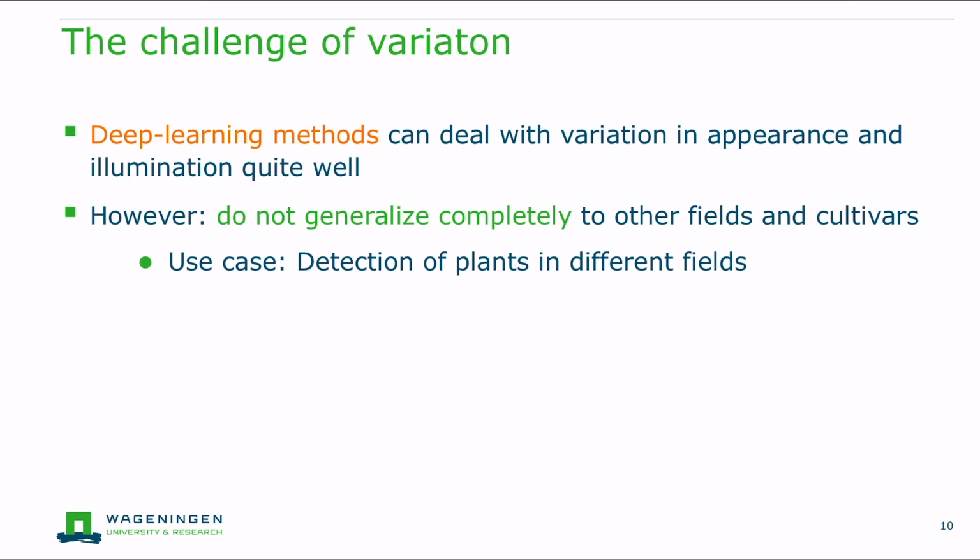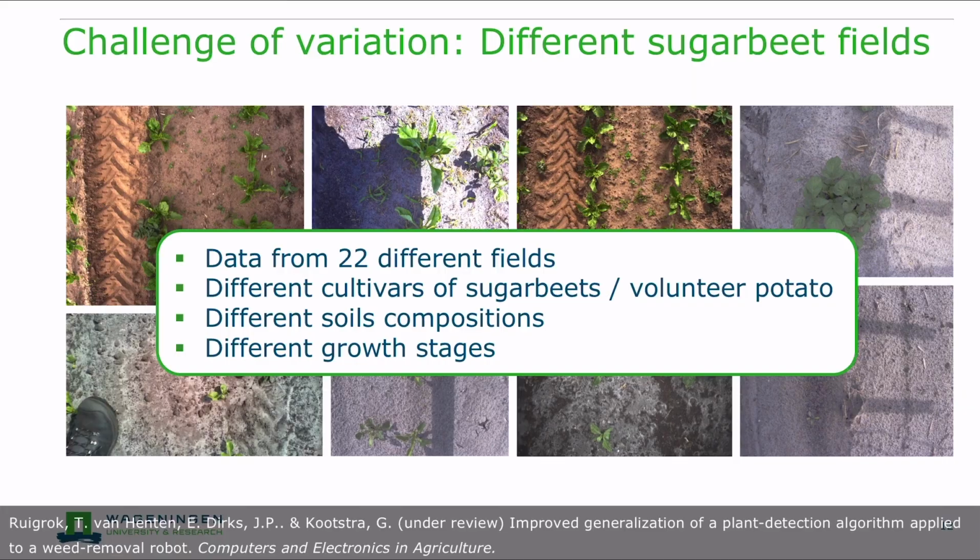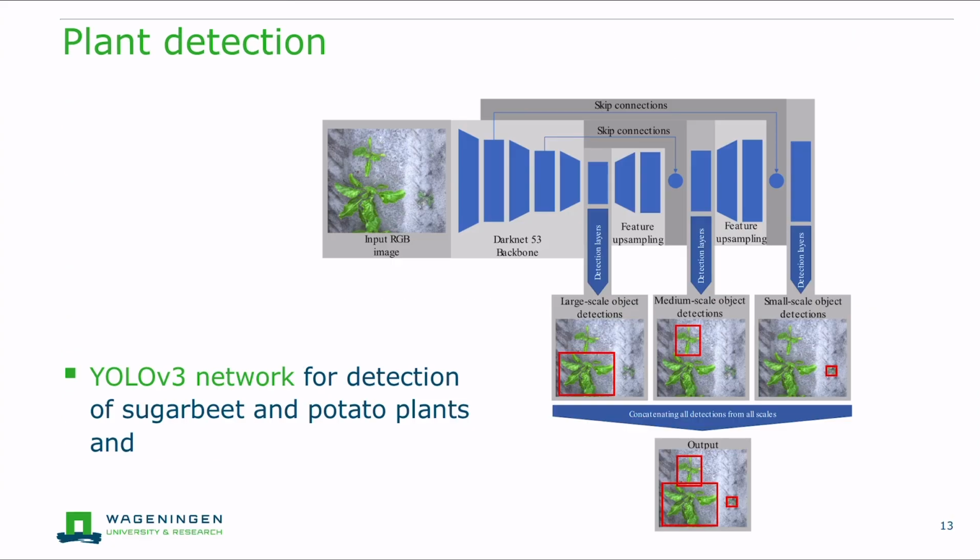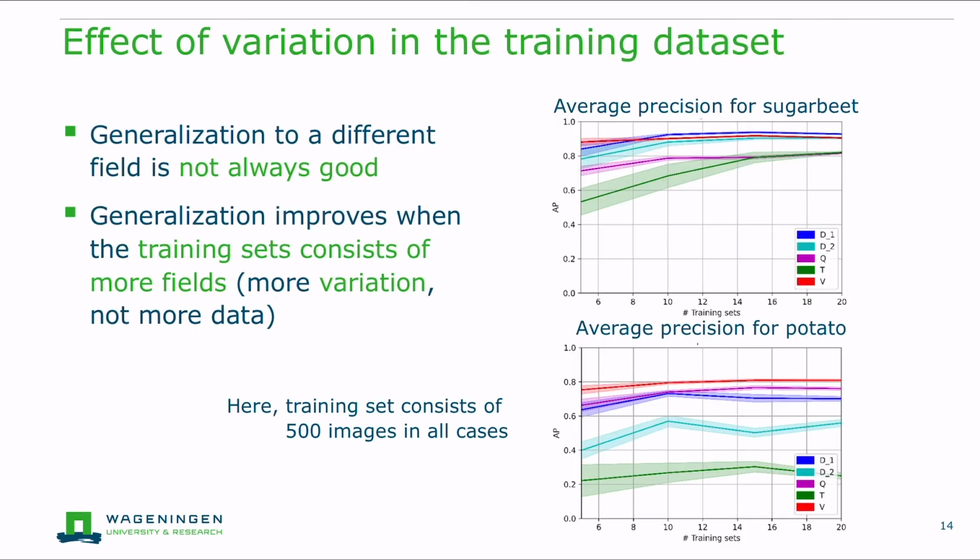So I'll give you an example of a use case where we detect plants in different fields. So here we have a study with 22 different fields, data from these fields, images from these fields, with different cultivars of sugar beets and volunteer potato, with different soil composition and different growth stages. We used for the detection of the plants a standard YOLO V3 network to detect both the crop plants but also the weed plants. And then we studied the effect of variation in the training set.